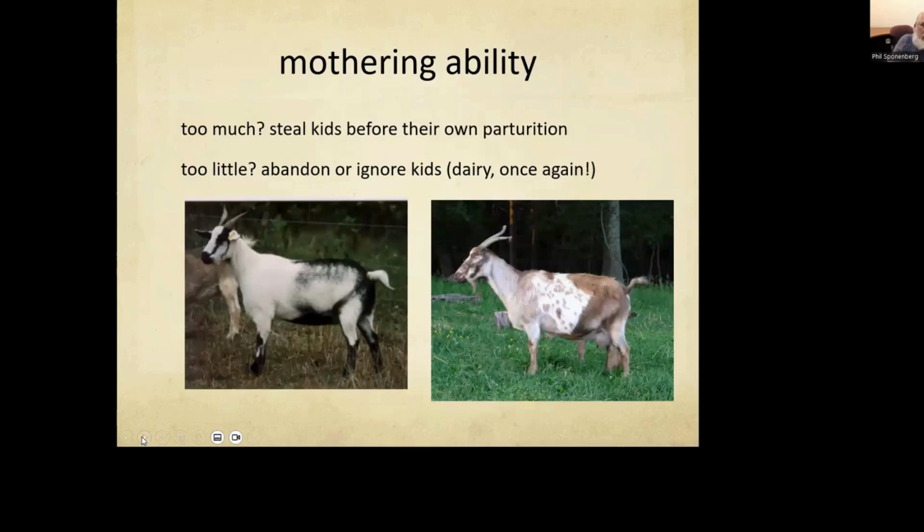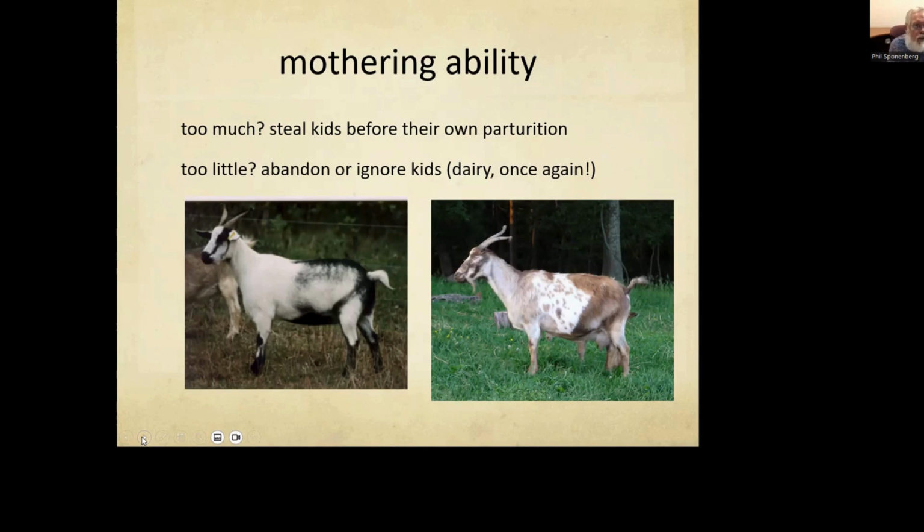Now, this gets back to mothering ability. Kind of instinctively we think, oh gosh, the more mothering ability, the better. We want the mothers to be just the best they can be. Now, there can be such a thing as too much mothering ability. The doe on the left here is actually one of my does. A day before she kidded, she would go beat up some younger doe and steal her kids, which then are going to get the colostrum. So actually, too much mothering ability is a disaster.